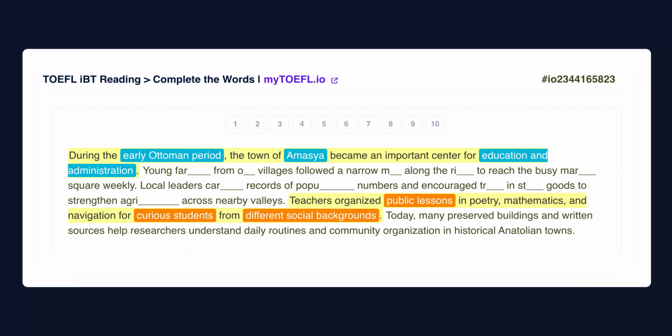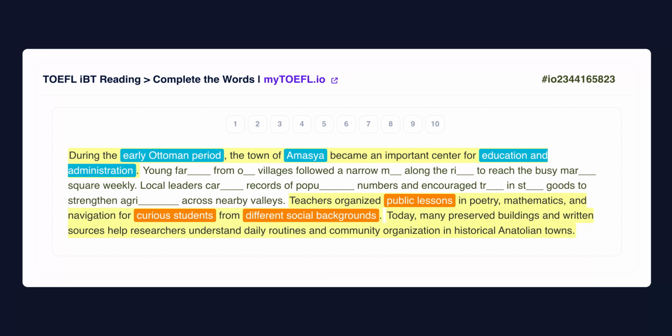Finally, let's look at the concluding sentence of the paragraph. This sentence summarizes the significance of the town and explains how we know about its history today. It acts as a bridge between the past and the present, helping us wrap up our understanding of the whole passage. Today, many preserved buildings and written sources help researchers understand daily routines and community organization in historical Anatolian towns.